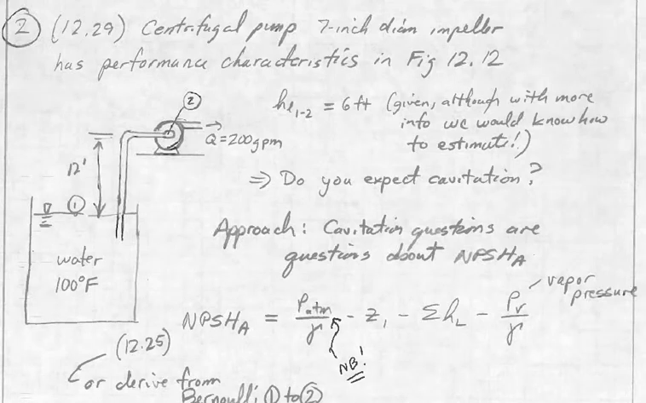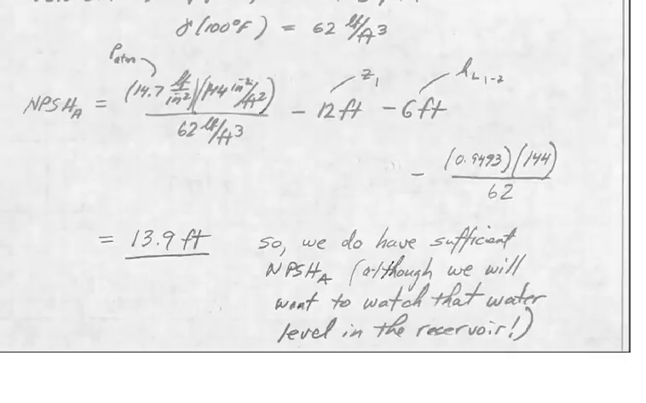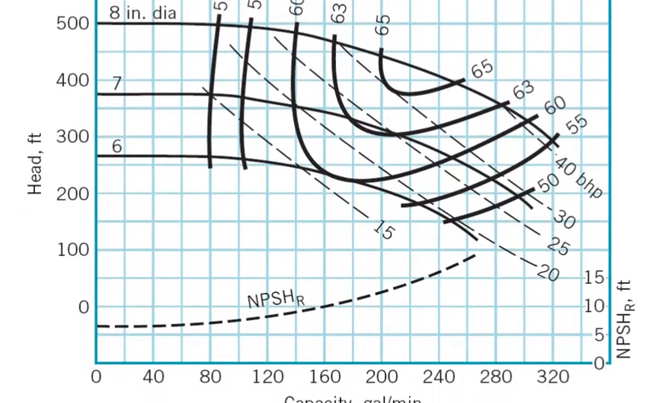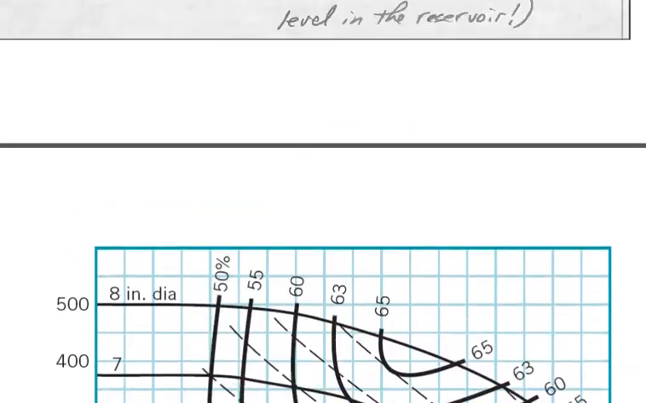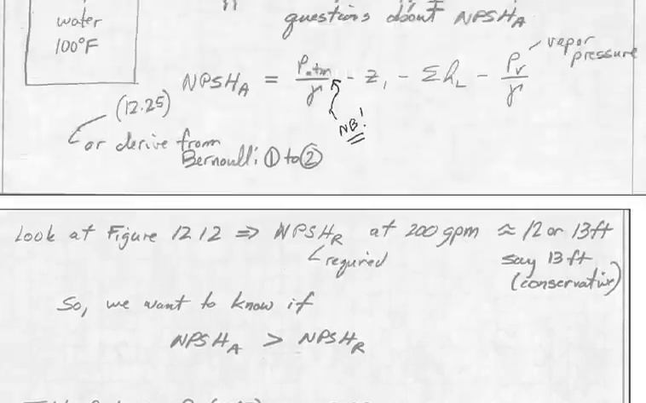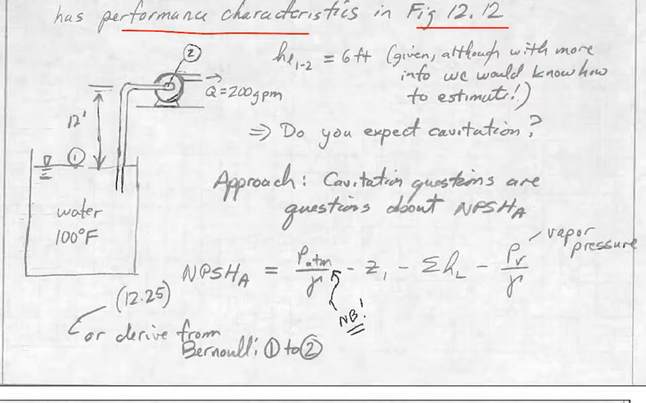Okay, let's look at this centrifugal pump problem. We've got a 7-inch diameter impeller here, and it says we have the performance characteristics, i.e. the pump curve, is figure 12-12, and that is this figure here. So this figure gets used a lot in various problems in the book. So that's our pump curve, and here's where our pump is sitting.